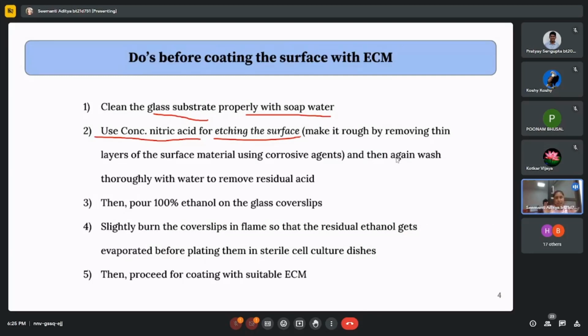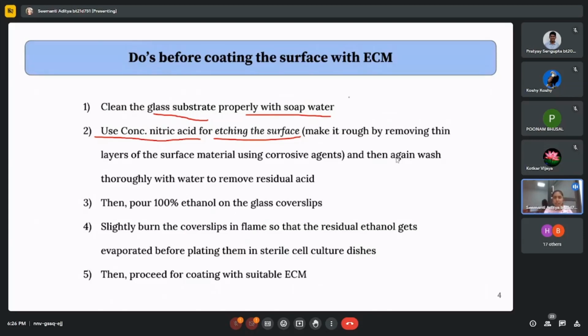But if the surface is a little rough and has little grooves in it, then the ECM can spread properly when we are pouring. ECM is not a solid material, it's like a liquid when we are pouring it. So it will be properly spread on the surface and can be properly coated. There should be a little bit of friction so that it is spread properly. Otherwise it is not going to be uniformly spread.